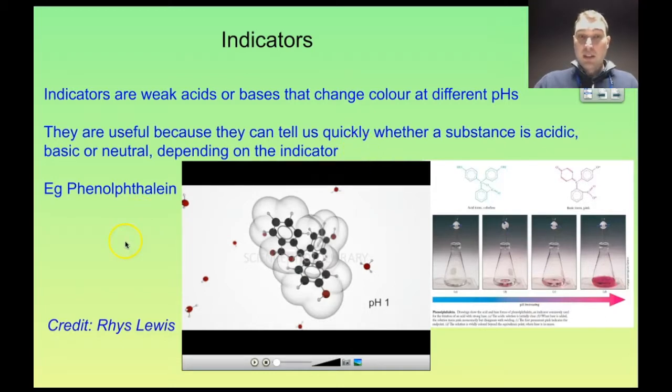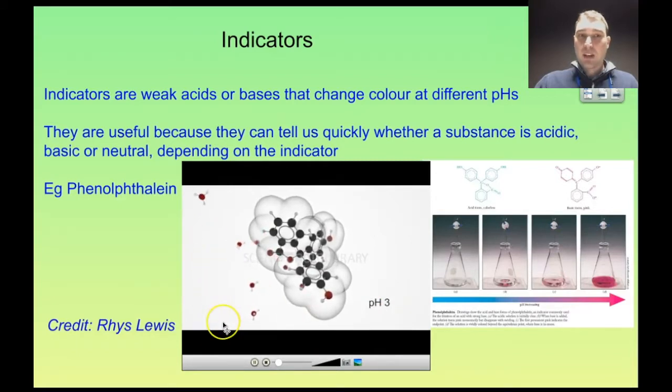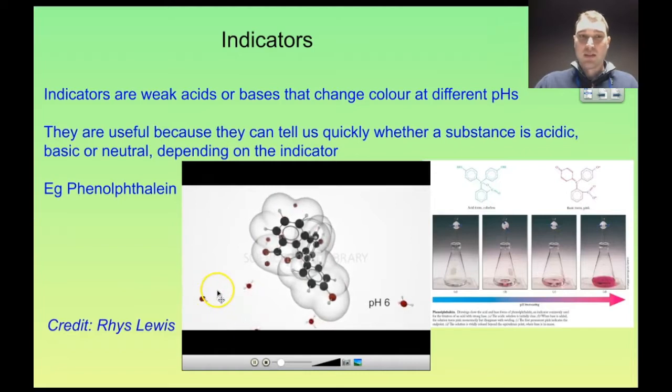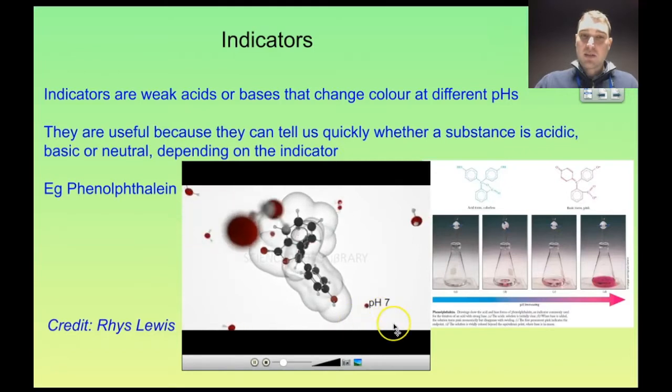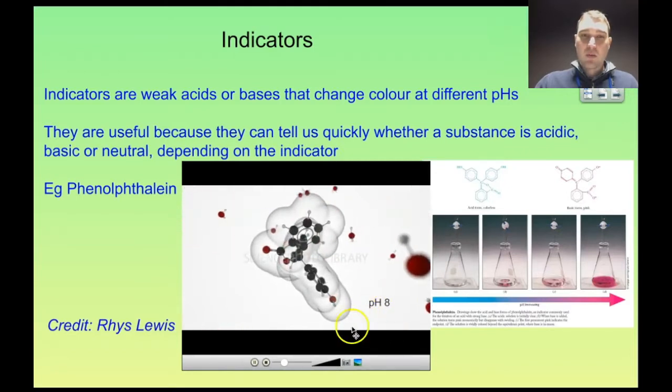So look at an example here with phenolphthalein, and I'd like to thank Rhys Lewis for this animation. As we play the animation, we're changing the pH. We can see we've got hydronium ions there. Water in low pHs turns into hydronium ions because of the hydrogen ions. As the pH increases, we turn over to hydroxide ions being present in the water.